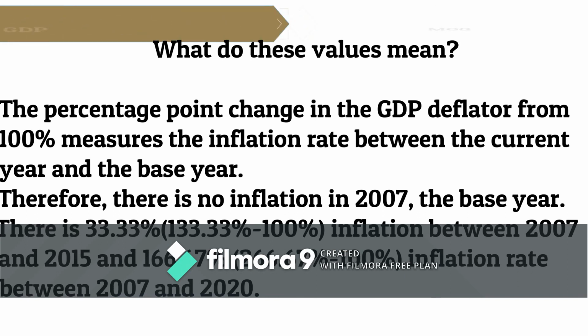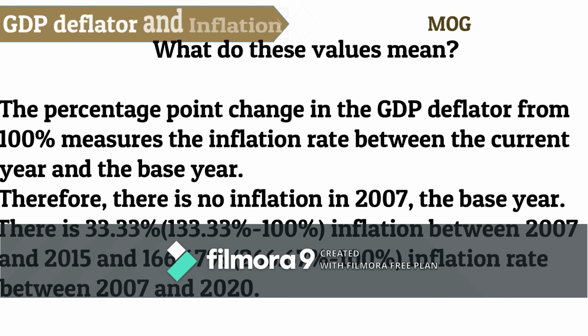The percentage point change of the GDP deflator from 100% measures inflation rate, be it a positive inflation rate, which we generally know as inflation, or a negative inflation rate, which is known as deflation, between the current year and the year whose price was used as the base year. Therefore, in 2007, there is no inflation since it also represents the base year.